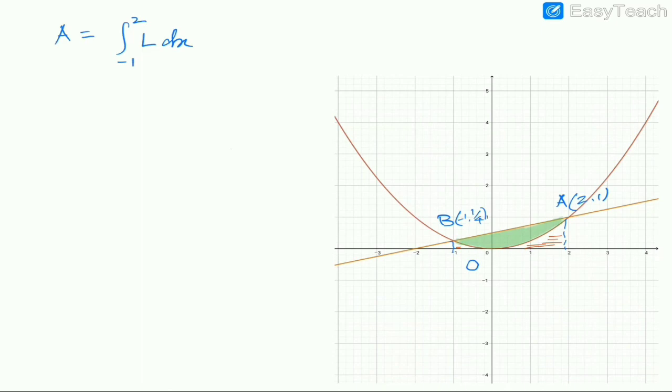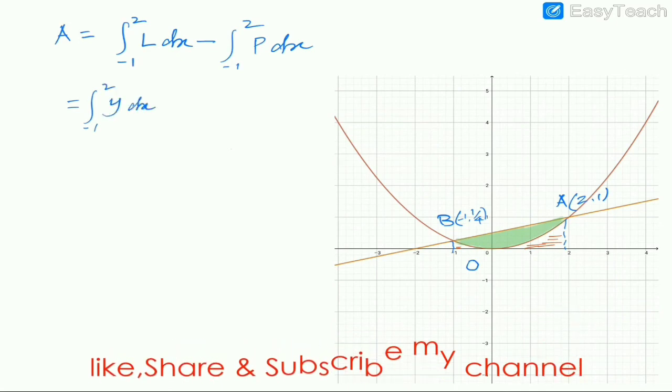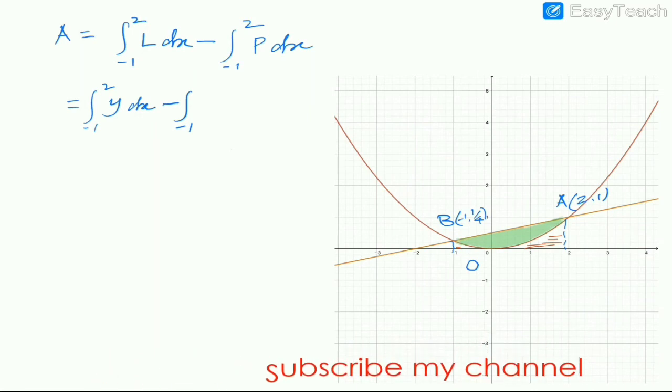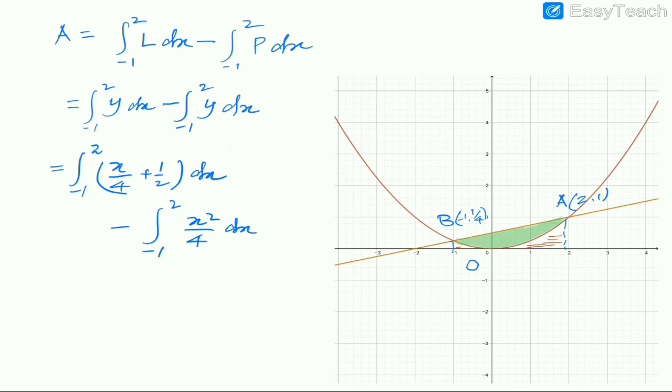So we write here minus 1 to 2 y dx, where y is from the line, and minus the integration from minus 1 to 2 y dx, where this y is from the parabola. Therefore this is equal to the integration from minus 1 to 2 of x by 4 plus 1 by 2 dx, and minus the integration from minus 1 to 2 of x square by 4 dx. This may be written as 1 by 4 integration from minus 1 to 2 of x plus 2 dx, and minus the integration from minus 1 to 2 of x square dx.